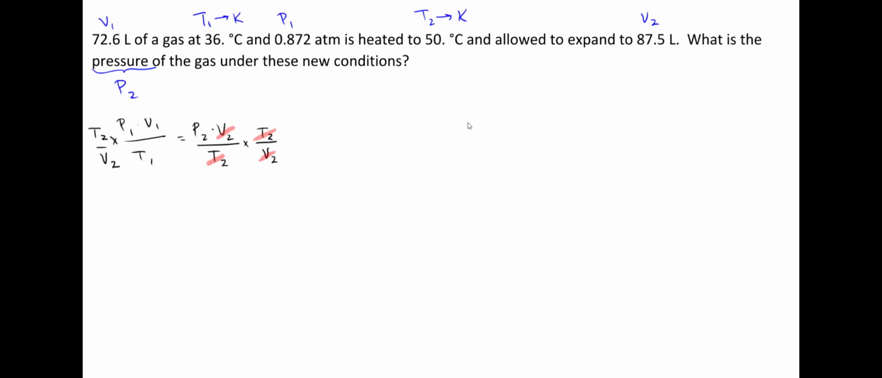Switching the sides, I'm going to say that P2 now equals, and I'm going to put these in order with the ones first. So we have P1 times V1 times T2 in the numerator. And in the denominator, we have V2 times T1.